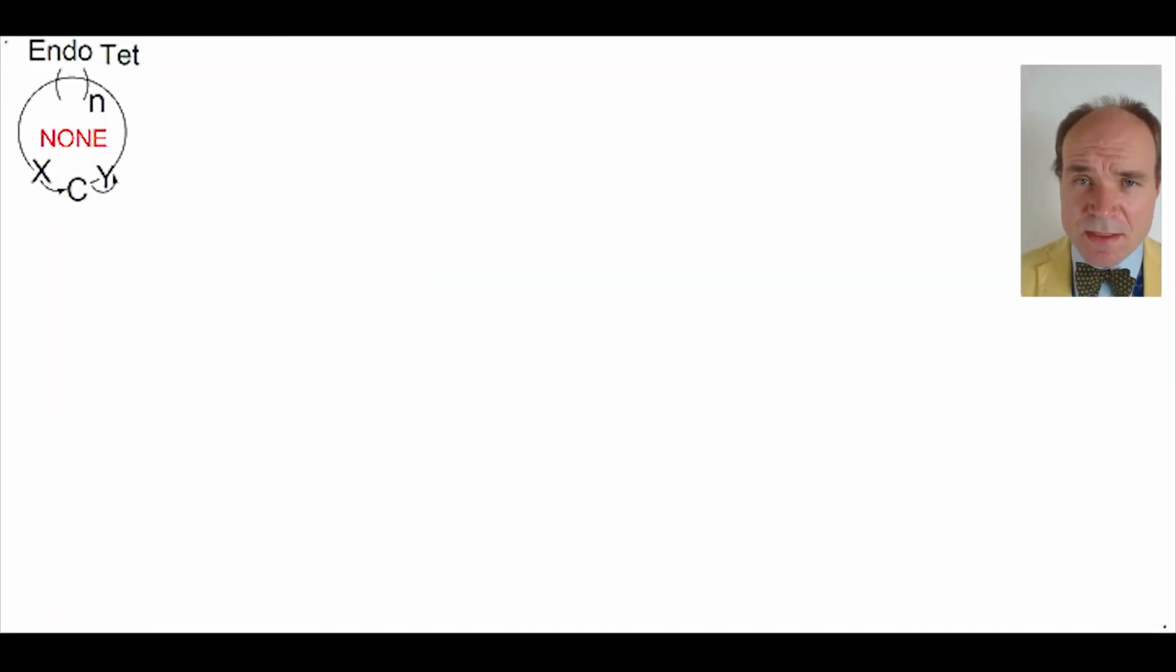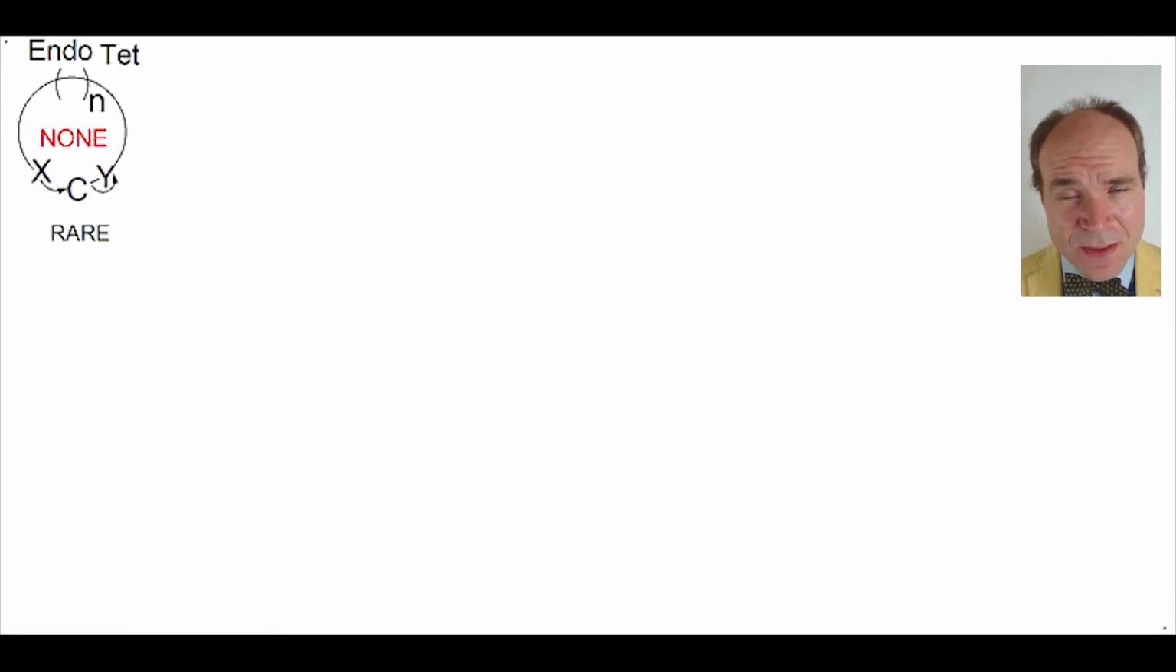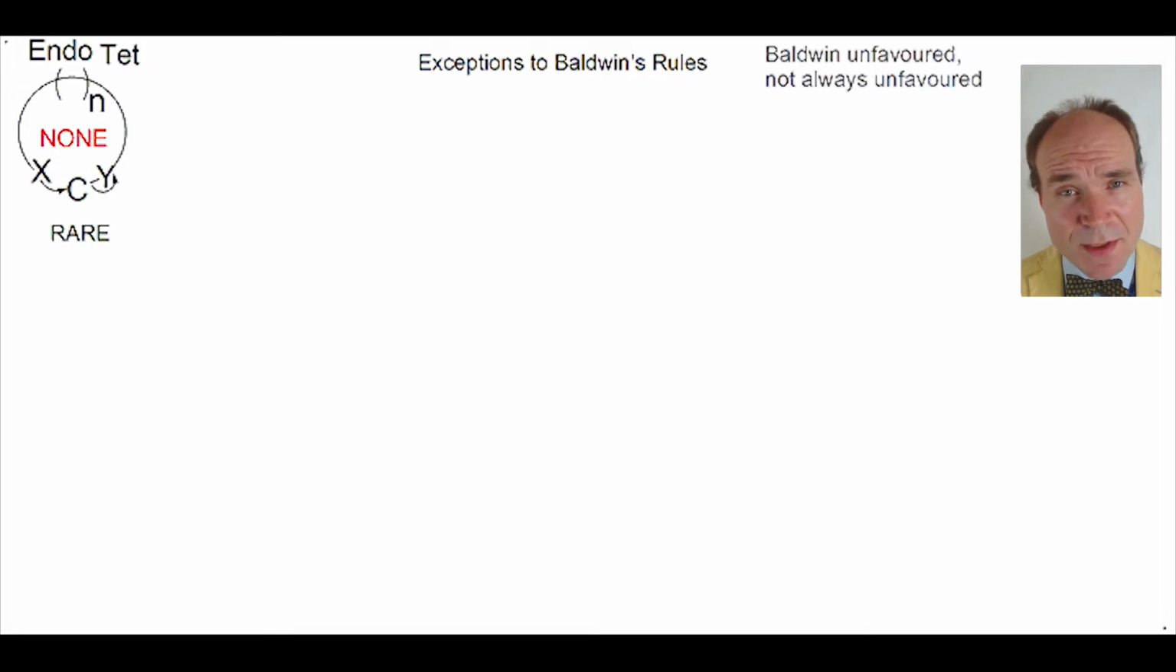First category we're going to take a look at is endo tet. Now, if we interpreted Baldwin's rules a little too literally, we might wrongly say that Baldwin tells us that endo tet do not happen. It's a little more complex than that. In fact, endo tet in reality are merely rare. So now we're going to see some exceptions to Baldwin's rules, because Baldwin only ever claimed they were generally unfavourable. They're not, however, always unfavourable, and that's an important distinction.